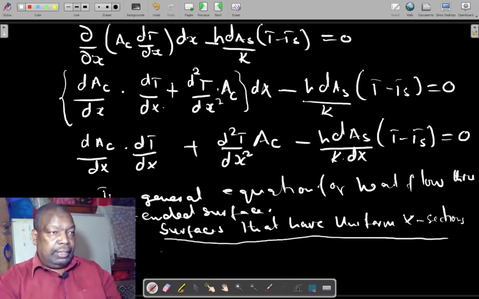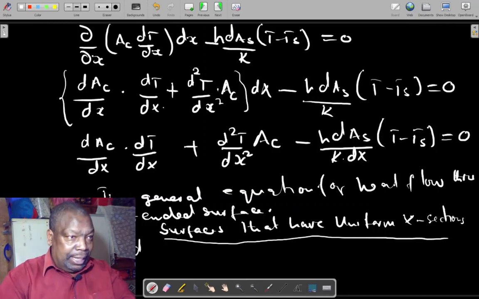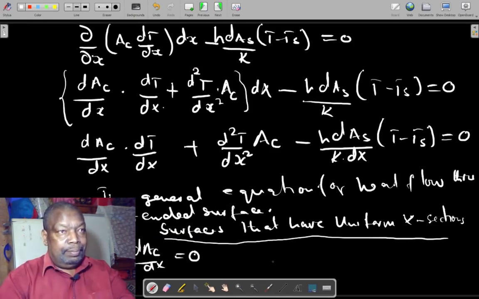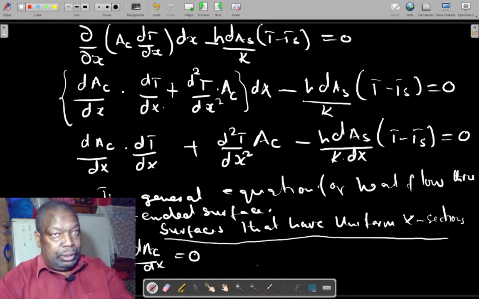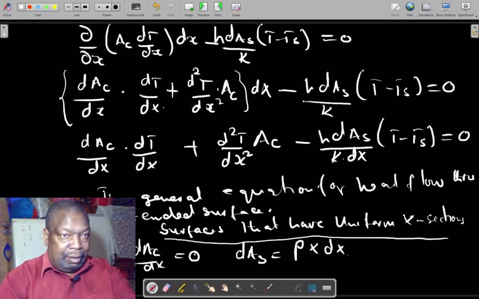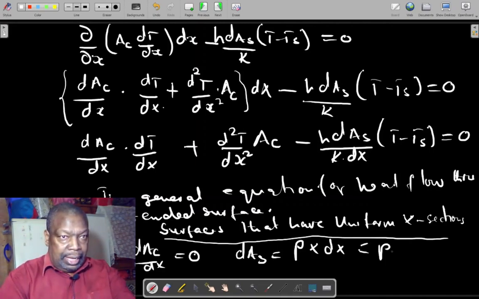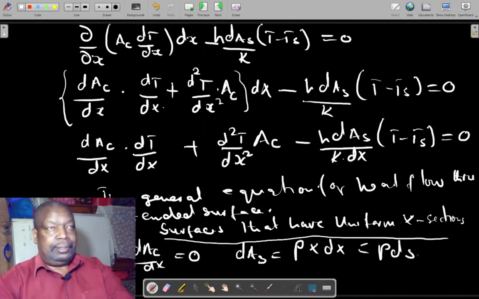So if our fin has a uniform cross-section, it means that dAc by dx is equal to 0, right? And we can also say that dAs will then be equal to a constant perimeter times the thickness of our elemental body. So this will give us an area of P dx.